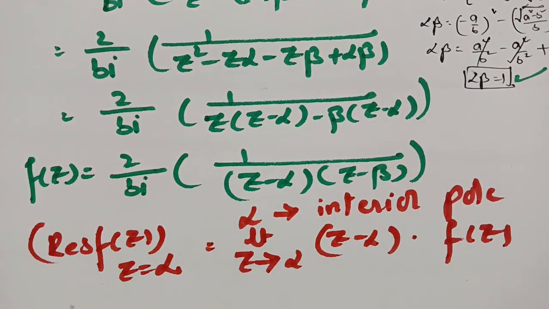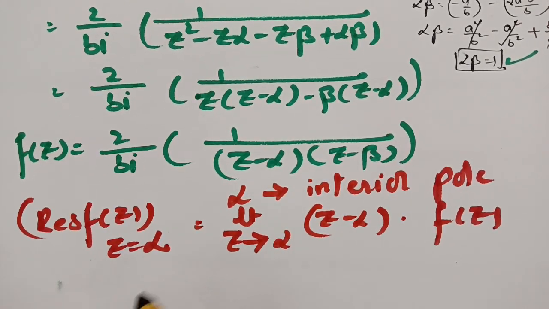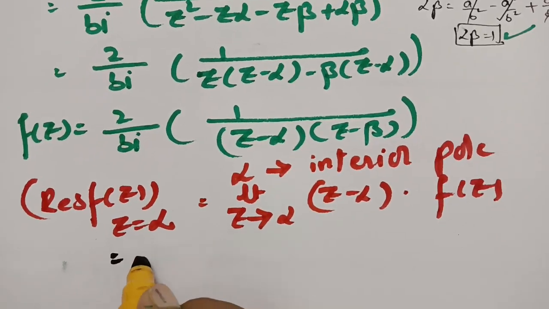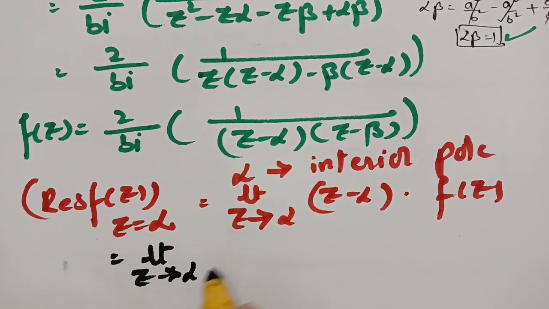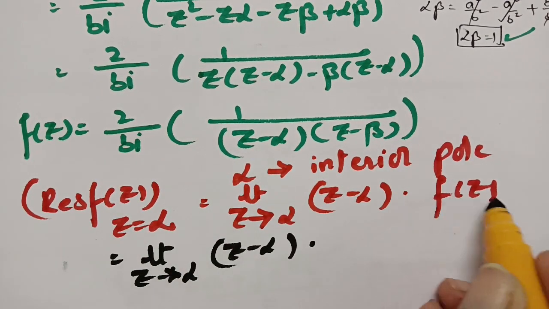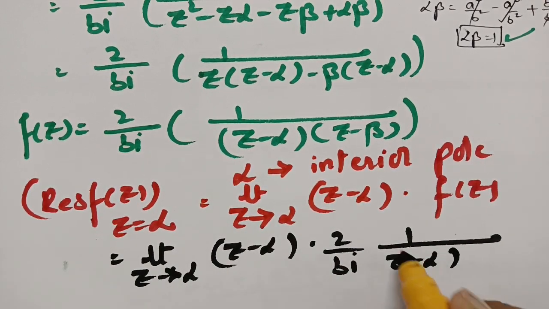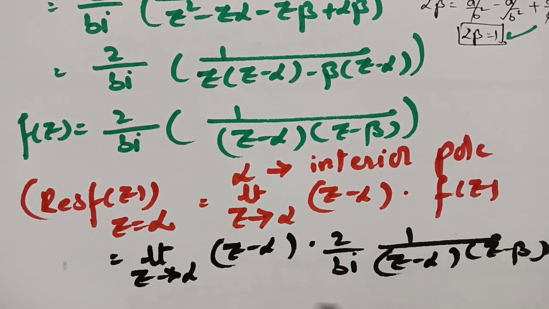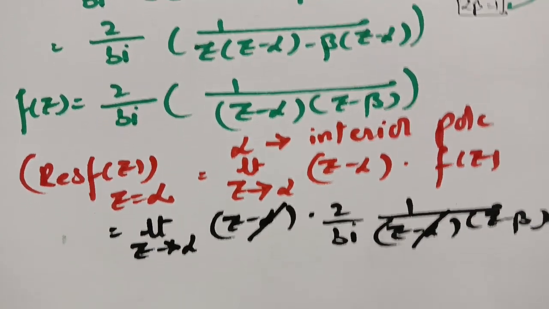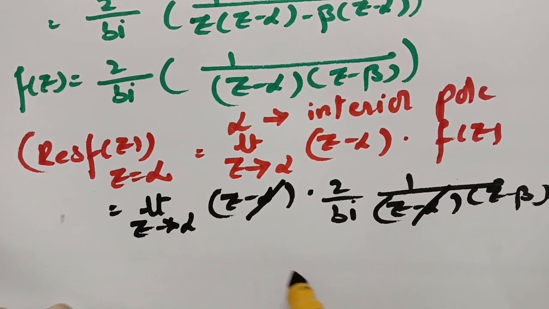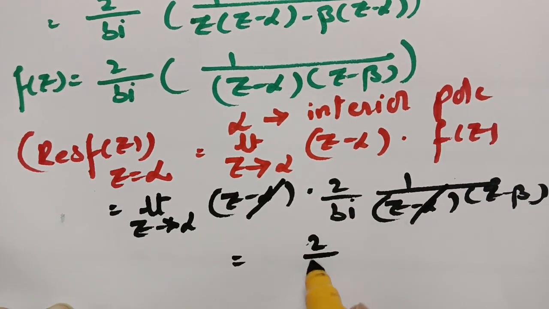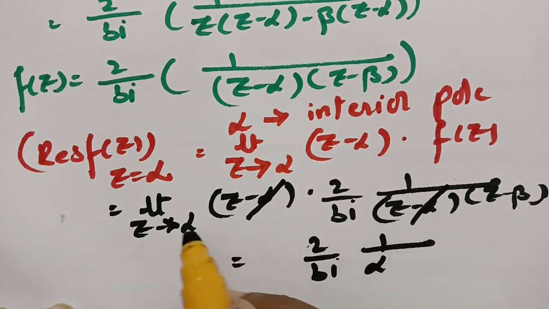So what is this f of z? f of z is ready, so the f of z value is ready, which is equal to the limit as z tends to alpha of z minus alpha into f of z, which is 2 by bi times 1 by z minus alpha into z minus beta. So z minus alpha cancels, and we have to substitute z equal to alpha. In place of z, we keep alpha. This will be alpha minus beta.